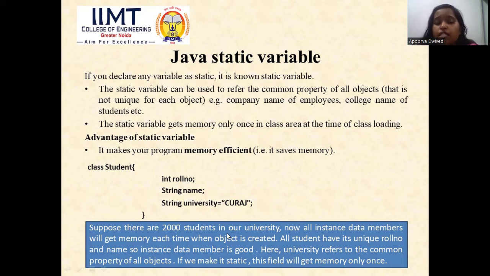But if we look at this example, the university is the same. Here the university refers to the common property of all objects. It means all the students belong to the same university. Then it can be made static, and there will be only a single memory to store the university, and all the objects will indicate that memory.